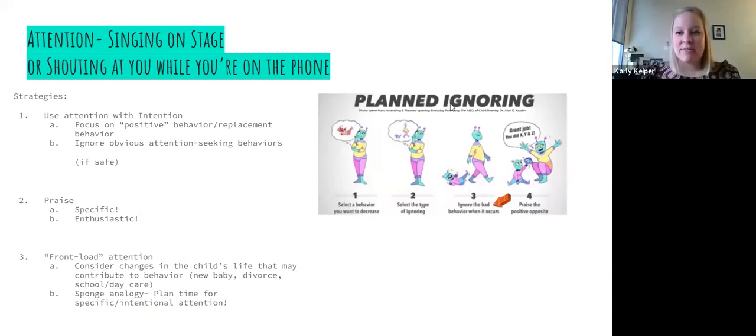So I found this fun visual that I thought would be great to share with you all that explains this attention with intention, or the planned ignoring strategy, a little bit better. We can see that this mom has selected the behavior that she wants to decrease. She does not want her kid to throw a tantrum on the floor anymore. She selects the type of ignoring, so she's just going to walk by. If her child is engaging in this behavior, she's just not going to attend to it. She's not going to look at it. She's not going to stop and watch, but she is going to pay very close attention.